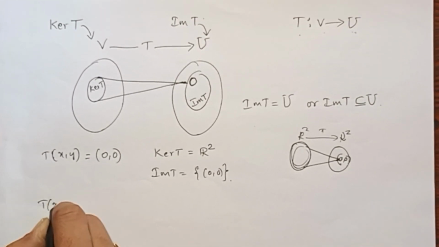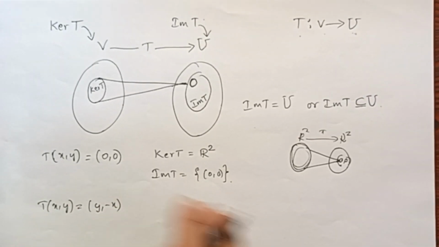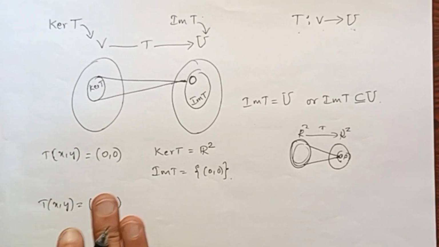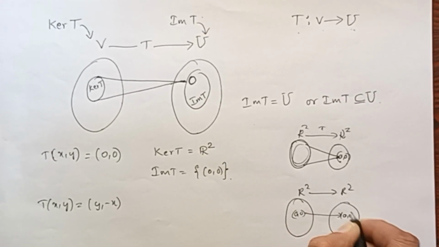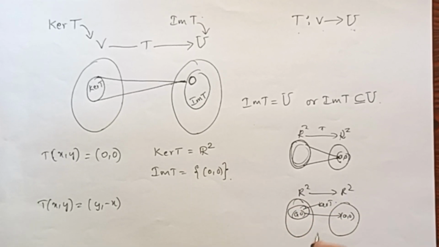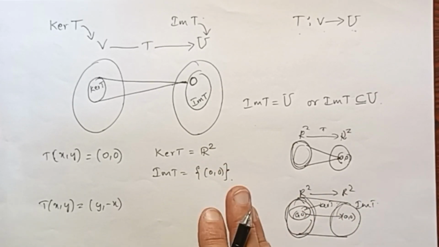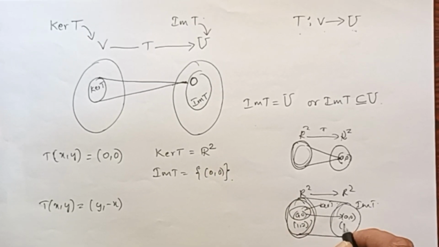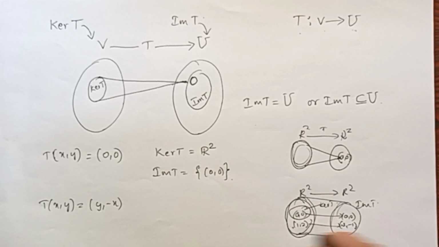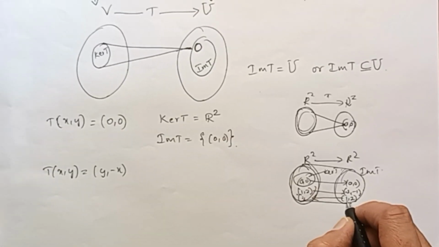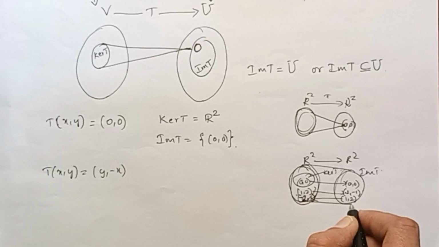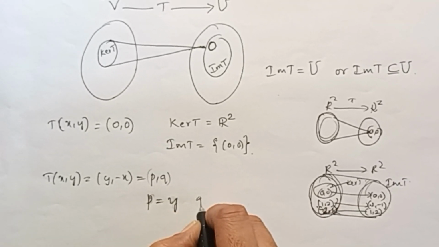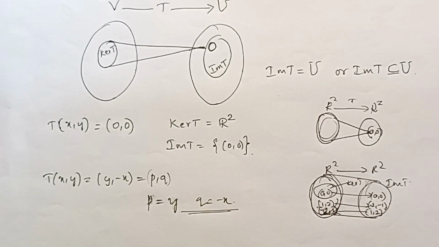But in the second case, T of x comma y equal to y comma minus x, here you had a rotation of the plane by 90 degrees. So from R square to R square, here only the 0 vector was getting mapped to 0. So this is the kernel of T, whereas the image of T is the entire codomain, which has a pre-image. Suppose you have 1 comma 2, the pre-image of 1 comma 2 is minus 2 comma 1, because this goes to 1 comma minus of minus 2, which is 2. Then p equal to y and q equal to minus x. Hence you will get the whole space R square as its image.